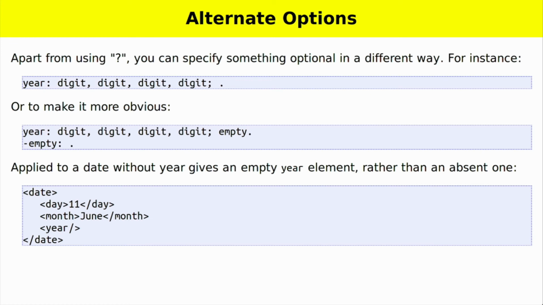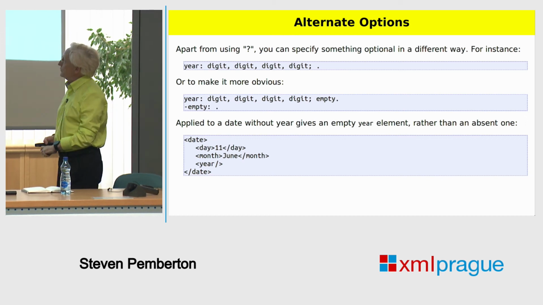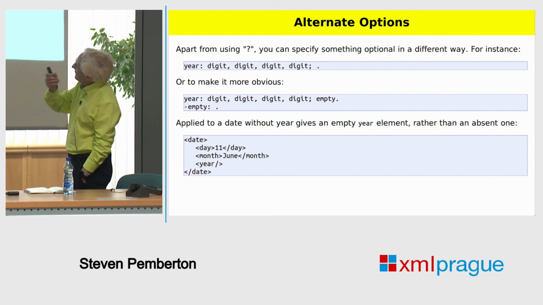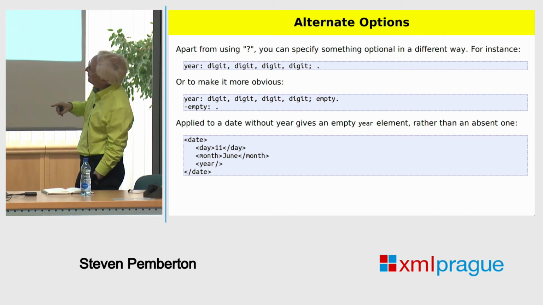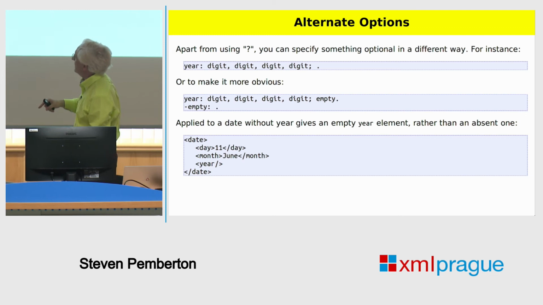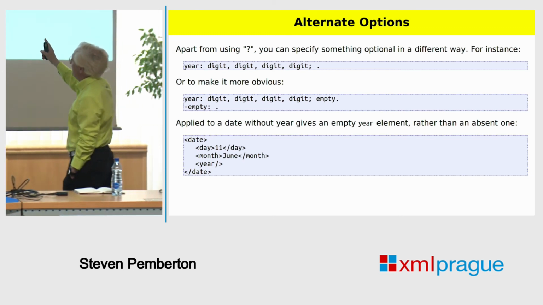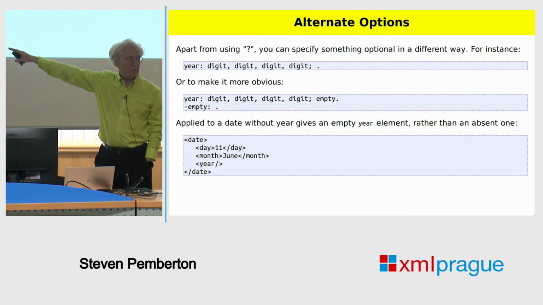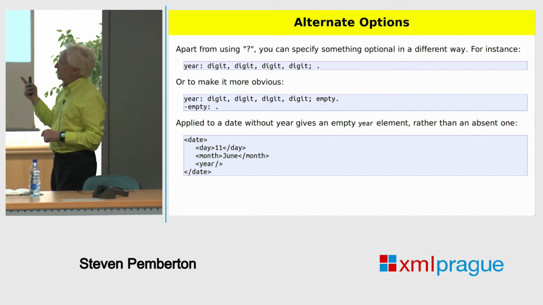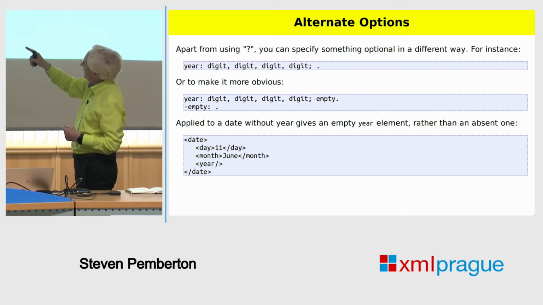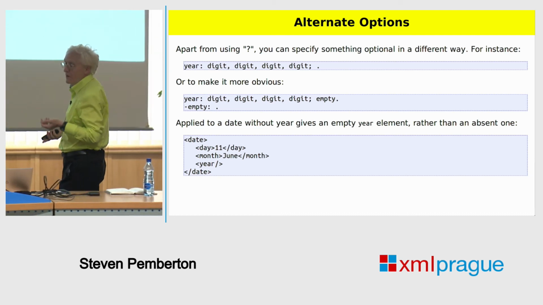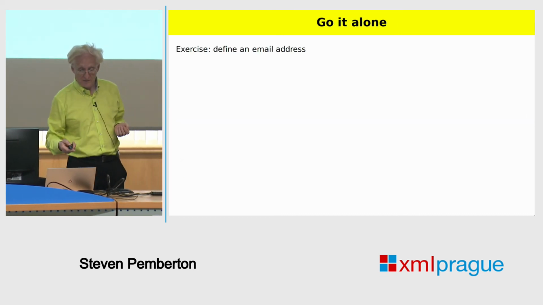Apart from using the question mark for identifying something that can be optional, there's another way of doing it. For instance, if we'd specified a year as being the 4 digits or nothing, or if you want to make it more obvious, 4 digits or empty, where empty is nothing, then if you apply it to a date without a year, we get an empty year element instead of no year element at all. So when we did just use a question mark against it, we didn't get any element for year. But now this way, it matches to year except that it's empty. So there are 2 ways of doing alternates, if you like.